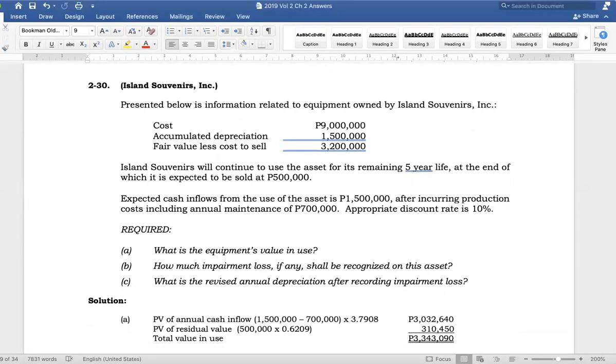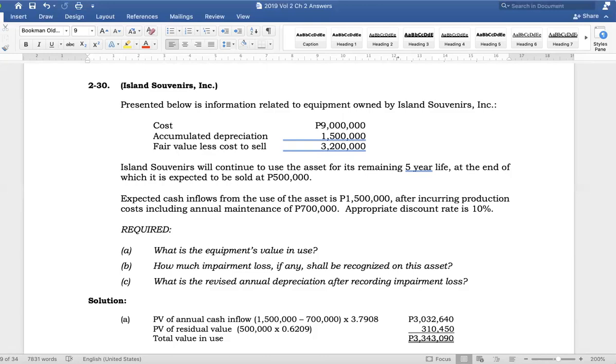So 2-30, presented below is information related to equipment owned by Island Souvenirs Incorporated. Cost is 9 million. Accumulated depreciation is 1,500,000. The fair value less cost to sell for the asset is 3,220,000. Island Souvenirs will continue to use the asset for its remaining 5-year life, at the end of which it is expected to be sold at 500,000.